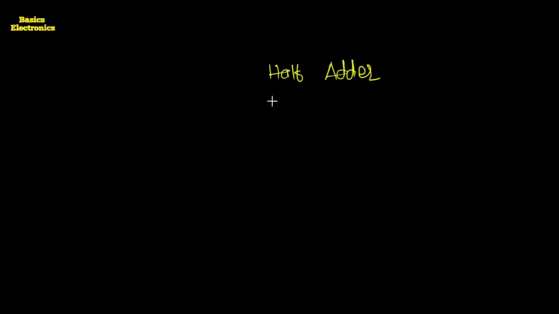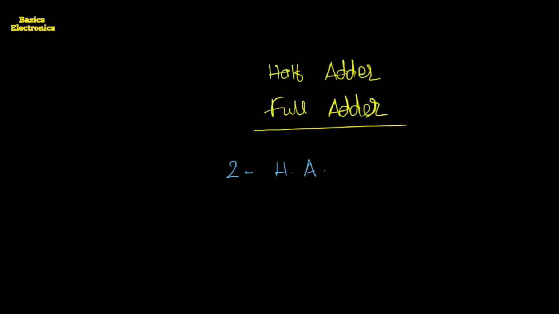Now we have to construct the full adder. This full adder can be constructed in two ways. The first one can be constructed by using two half adders and one OR gate. We require two half adders and one OR gate. And the second type is also there.